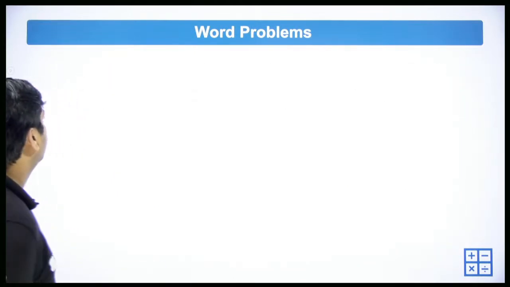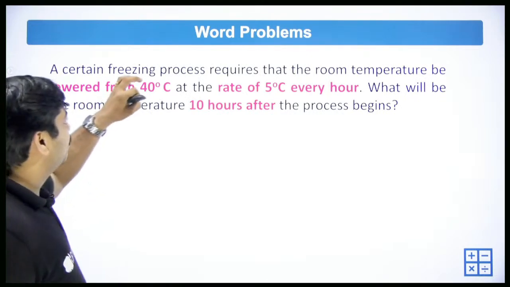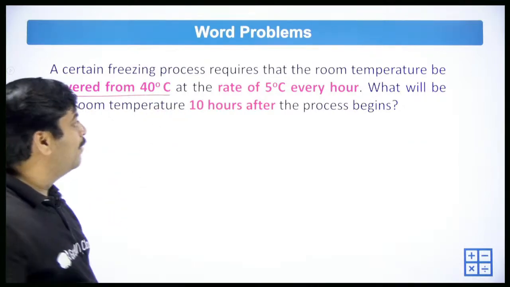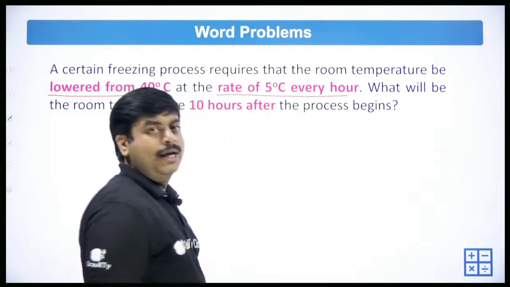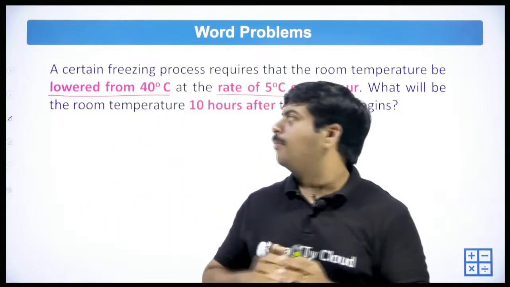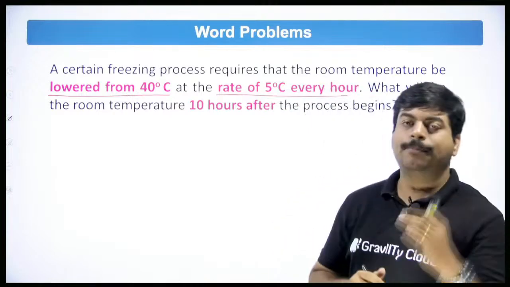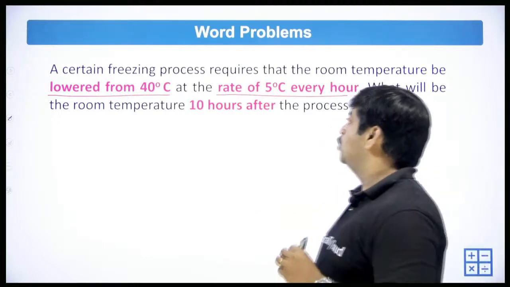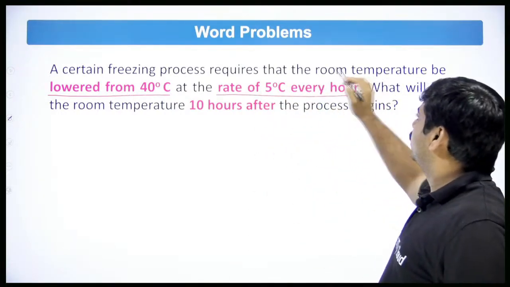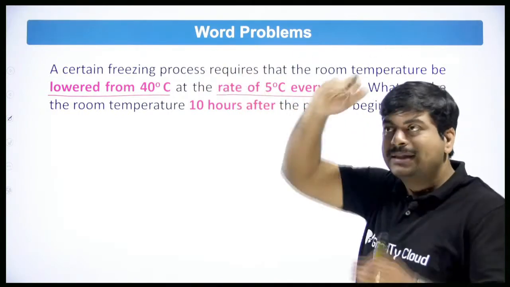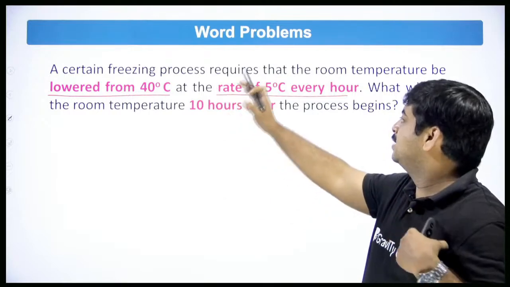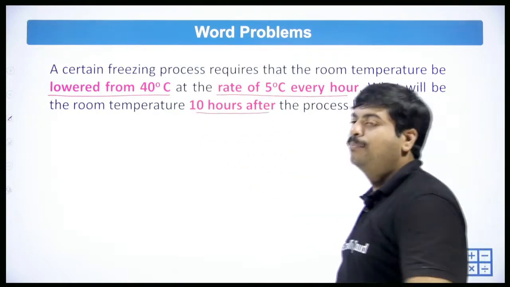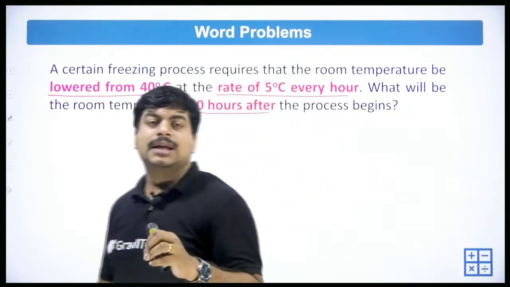A certain freezing process requires that the room temperature be lowered from 40 degrees at the rate of 5 degrees Celsius every hour. So there is some process going on, a freezing process. What is the condition there? The initial temperature is 40 degrees, and from there it is being reduced at the rate of 5 degrees every hour. So the room temperature being lowered means reducing. What will be the room temperature 10 hours after the process begins?